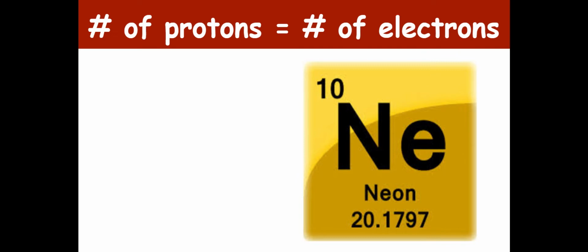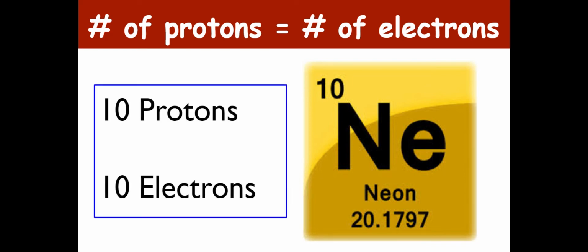For example, this is the symbol of neon. Neon is number 10. This 10 means the number of protons. Also, it has 10 electrons.